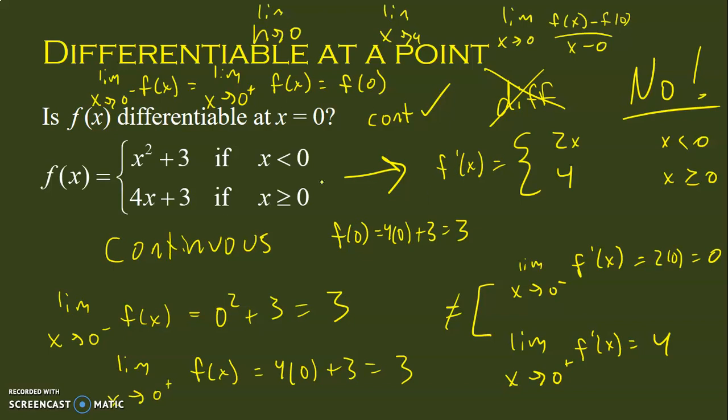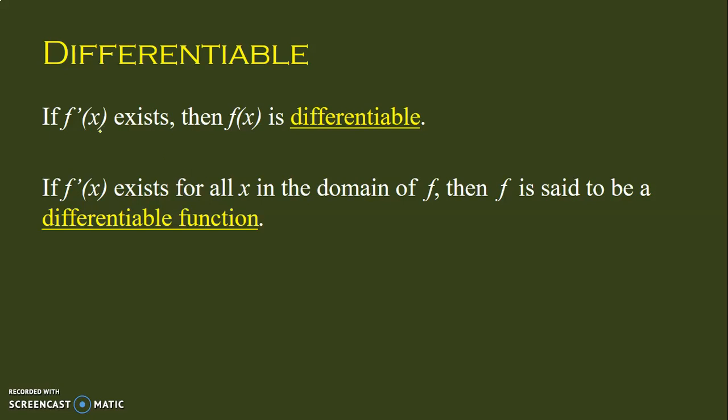But the work that you would need to show, first you need to show it's continuous, and then you would need to show that the left-hand slope and the right-hand slope are not equal to each other. If the derivative exists, then we say the original function is differentiable. If the derivative exists for all x that are in the domain of f, then we say it's a differentiable function. Don't get too caught up on this vocab.